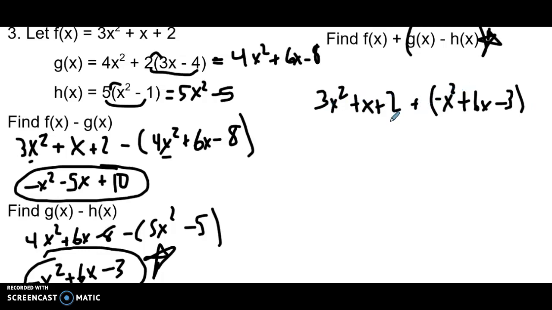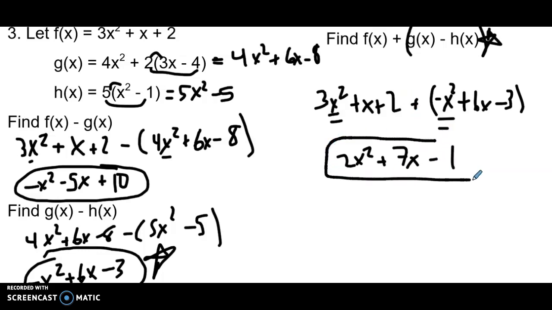3x squared plus negative x squared, because they both have the x squareds, they're like terms, is 2x squared. Positive x and 6x, those are like terms. 1 plus 6 is 7, so you get 7x. And then 2 plus negative 3 is 2 minus 3, which is minus 1. And you get 2x squared plus 7x minus 1 as your final answer.